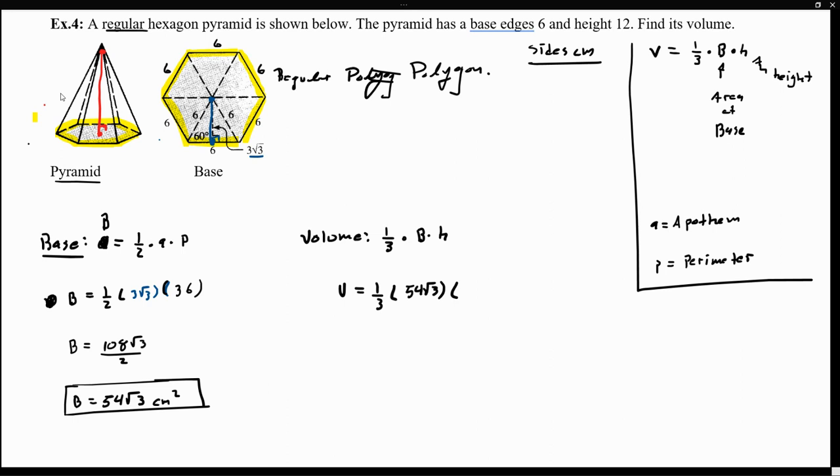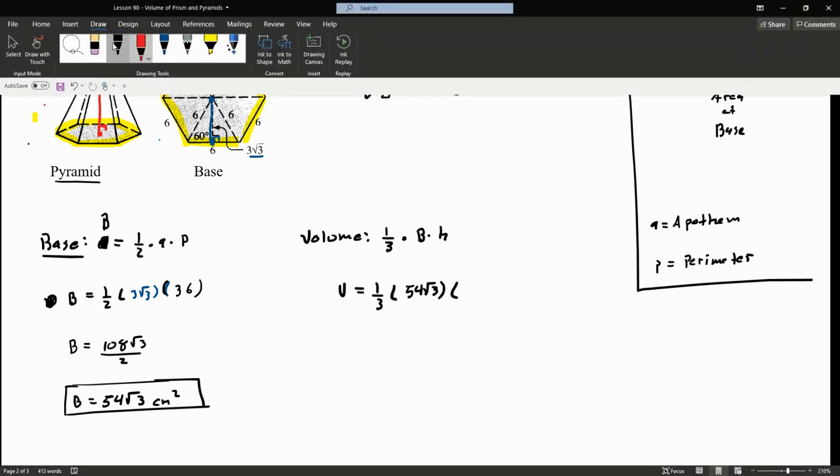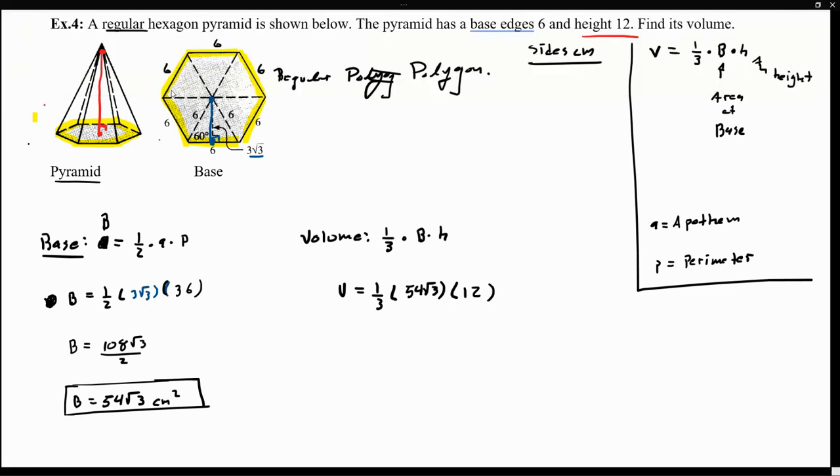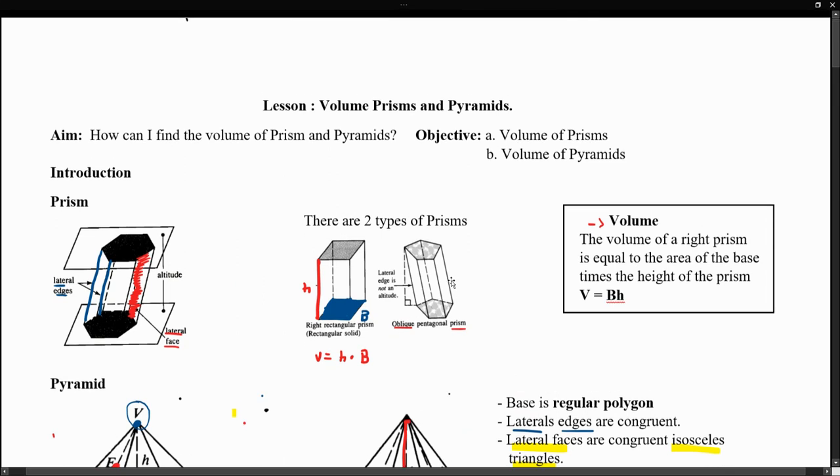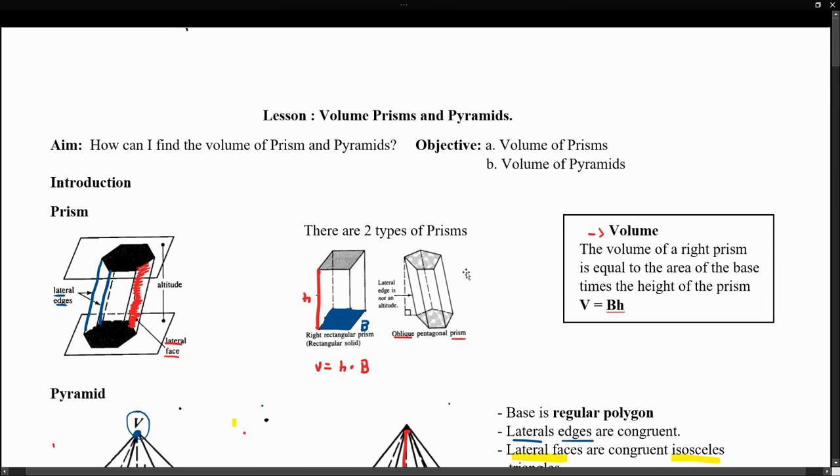It says a regular hexagon pyramid is shown below. The pyramid has a base of 6 and a height of 12. So the height is given to us in the description of the problem. So therefore, we know what the height is. The height is 12. And at this point, if we compute all this, this is going to be equivalent to 216 square roots of 3 centimeters cubed. And with this example, it concludes our lesson for the volume for prisms and pyramids.